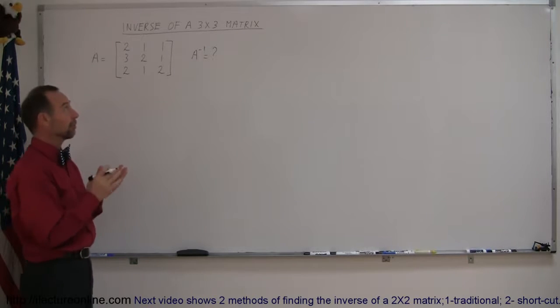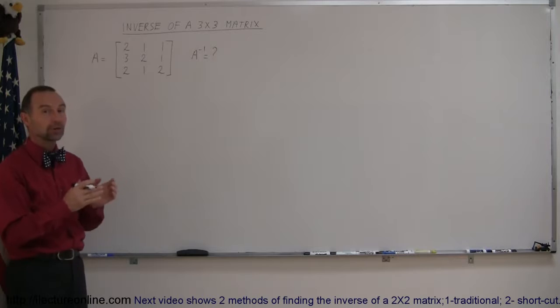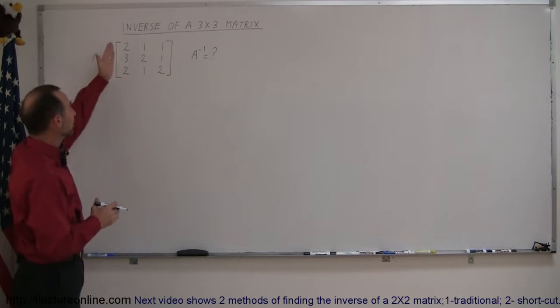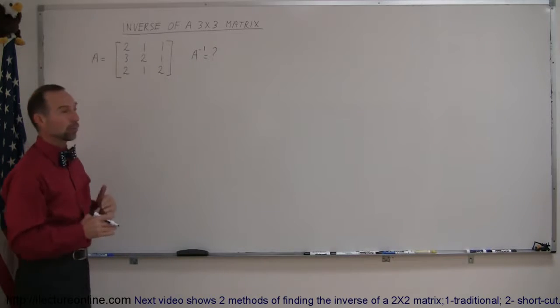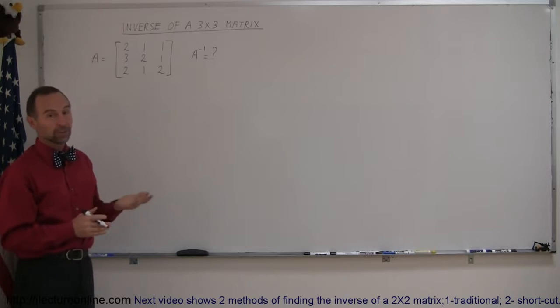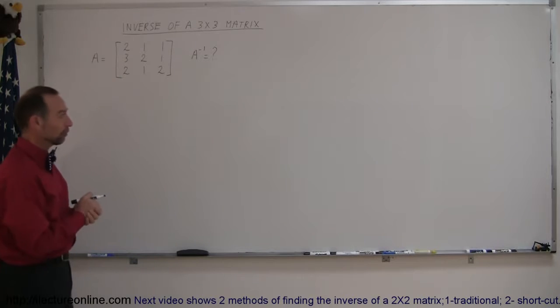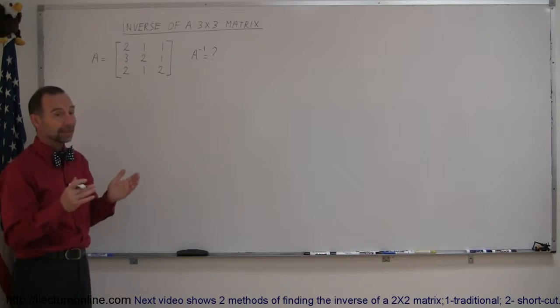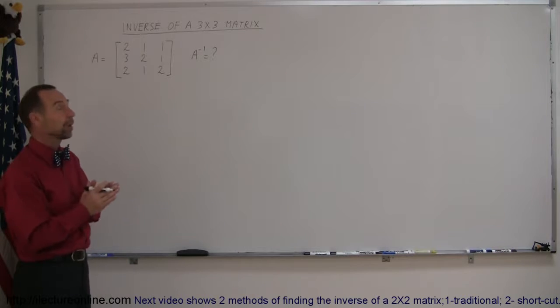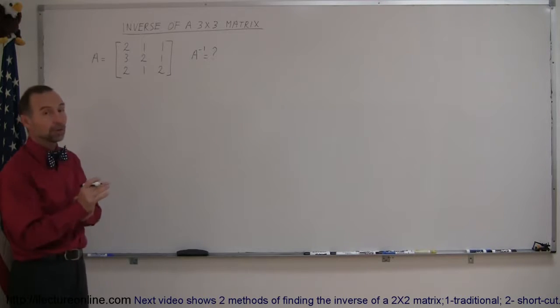Now, to find the inverse of a matrix, the matrix must be what we call a square matrix. It must have the same number of columns as it has rows. So we can do this for a 2 by 2, a 3 by 3, a 4 by 4, and so forth. Now, when you get bigger and bigger, this becomes a very long and tedious problem. So 3 by 3 is very doable.